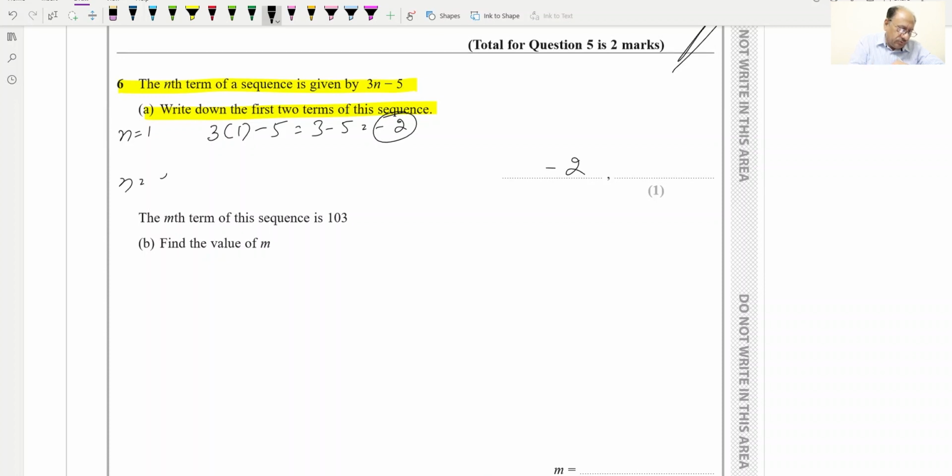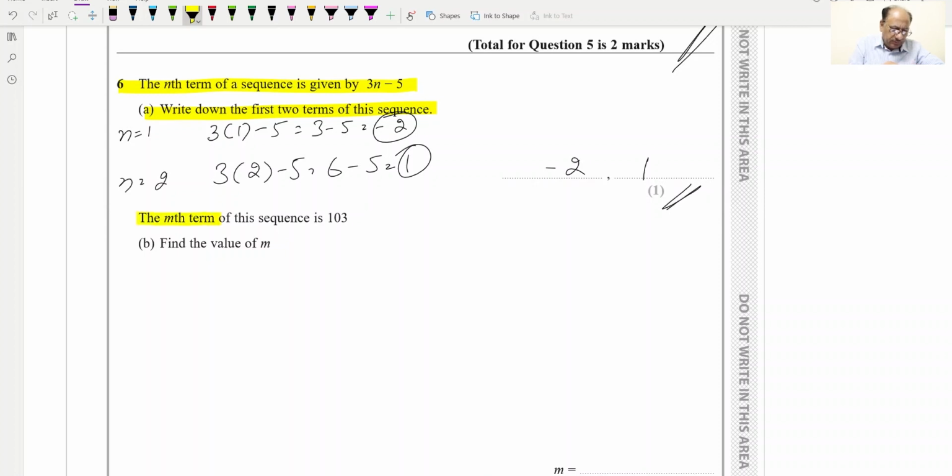When n is equal to 2, we will get 3 into 2 minus 5, and this will be equal to 6 minus 5, which is equal to 1. So the next term will be 1. This is a 1 mark question which we are done.